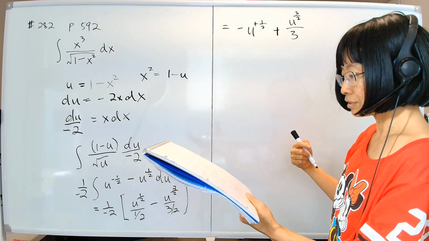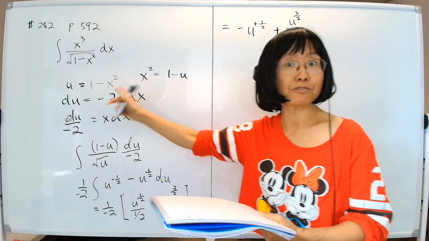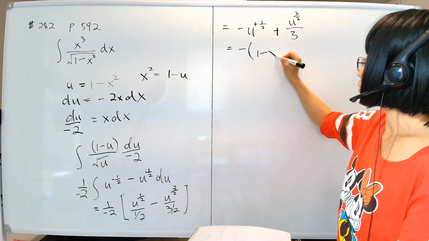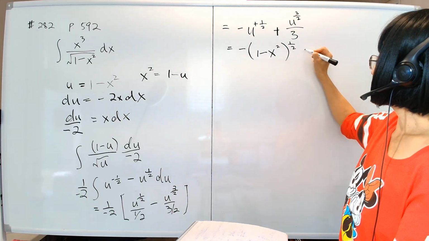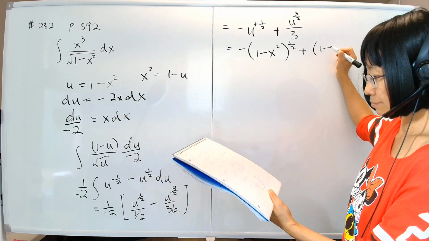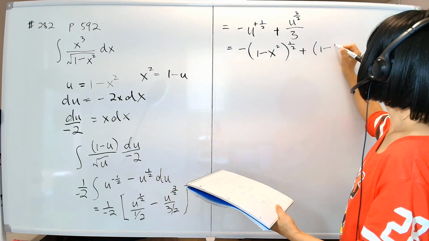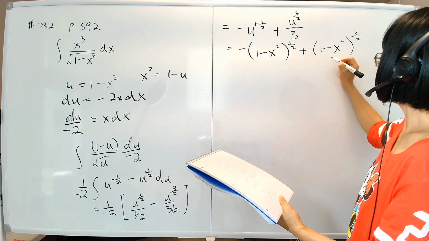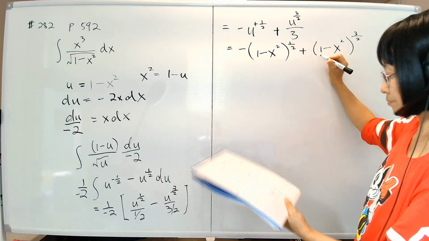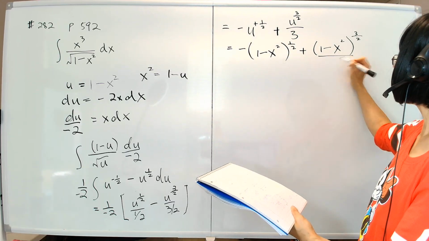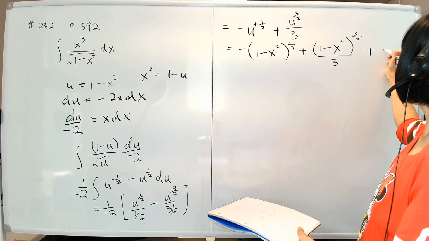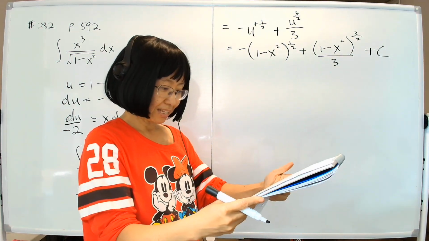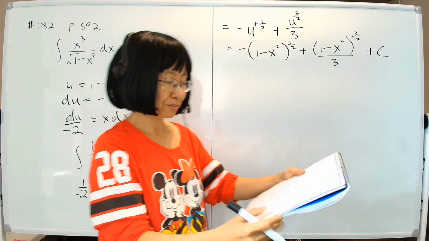Okay, so far so good. The last step is we just have to plug the u back in. So that equals minus u, which is (1 minus x squared) to the power 1/2, plus (1 minus x squared) to the power 3/2, and then divided by 3, and that's our answer. And don't forget the plus c. There's always the good old plus c over there. And that is the end of problem 282.